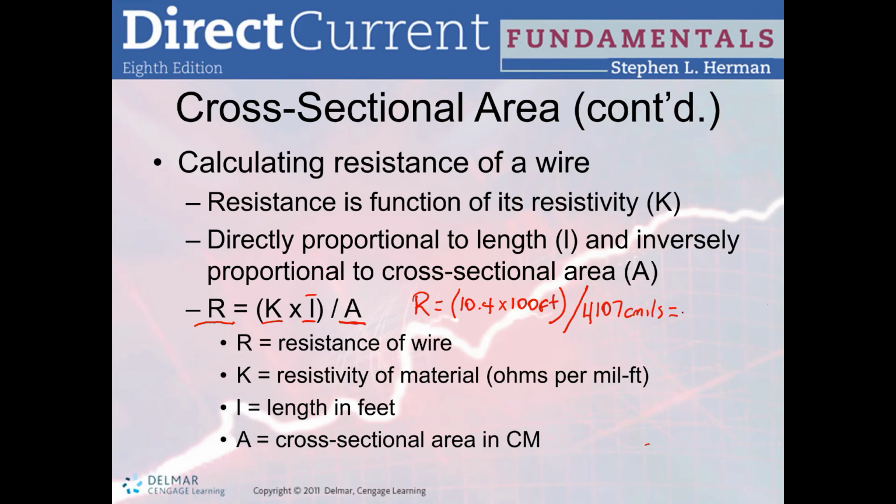Now that we have that information, we would be able to determine the resistance of that wire. What am I talking about? I'm talking about a copper conductor. It has a length of 100 foot, and a gauge of number 14 conductor.